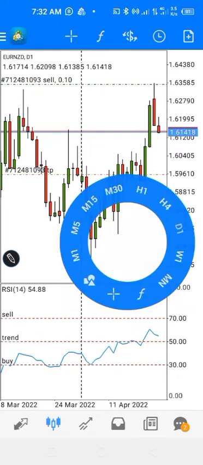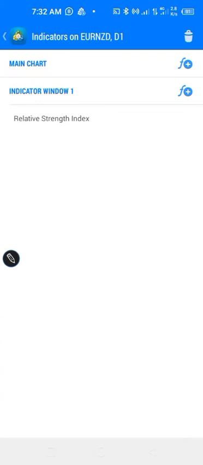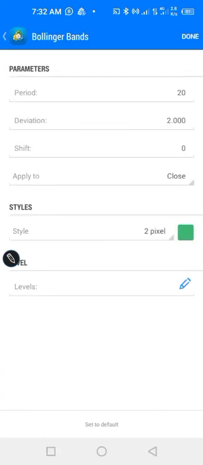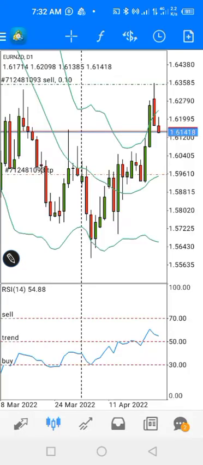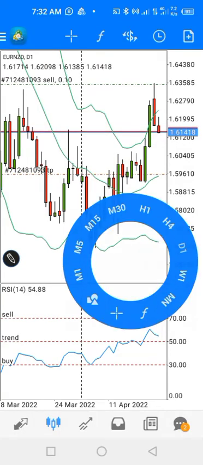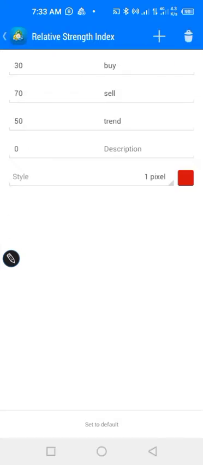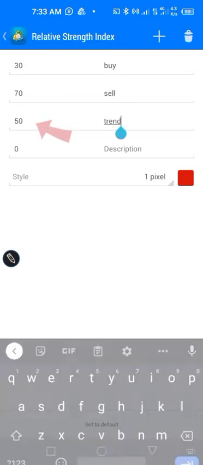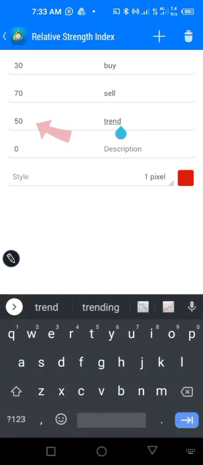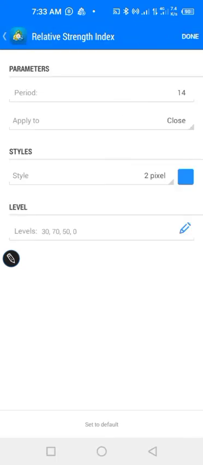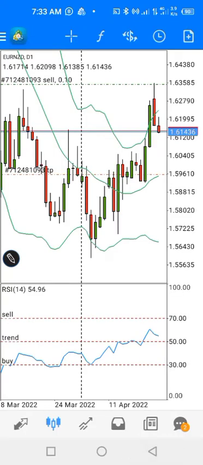When you want to set your Bollinger Band, you use the default settings, guys. Just default settings, then you click done. So your chart looks just like this, and for your RSI, 14 is the default. But you add period 50 and indicate it as the trend, then period 70 as sell, period 30 as buy. You can change the color right here, and your chart will look just like mine.